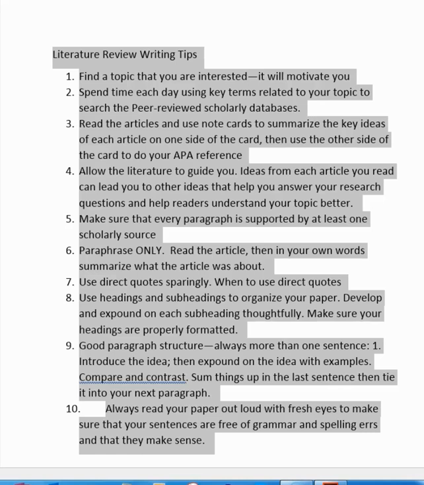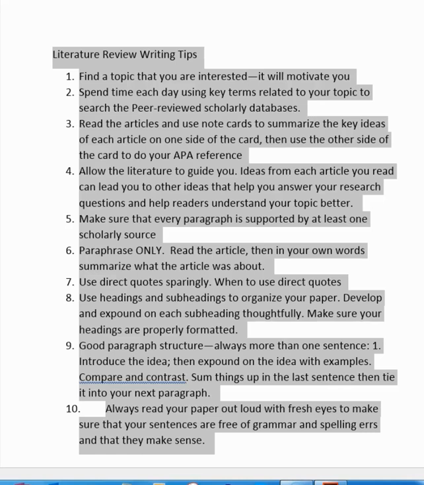You need to be the author of your paper, so paraphrase it. Read the article, put the article aside and say, what was this article about in your own words? And then cite it properly. Don't use direct quotes. Again, related to that, number 7, use direct quotes sparingly. I just told you, you really should not be using direct quotes in most research papers. You really should be just paraphrasing the concepts and ideas of what you're finding in the literature to support the paragraph. So paraphrase in your own words and cite properly.